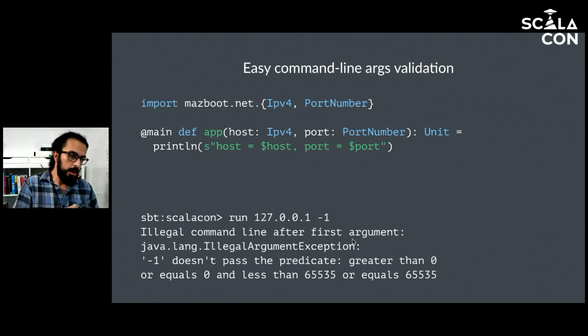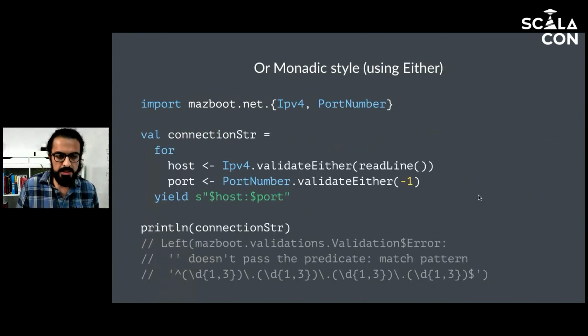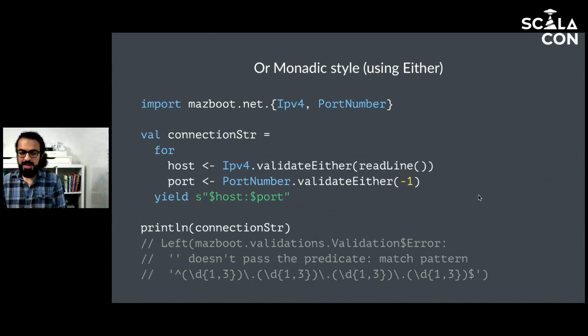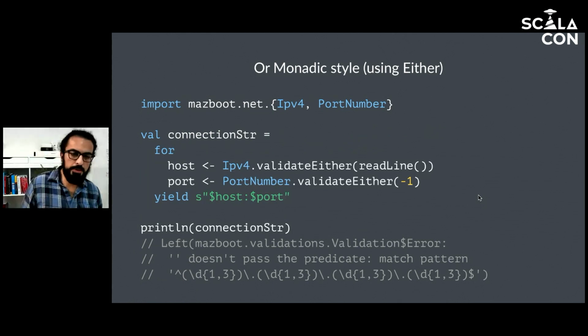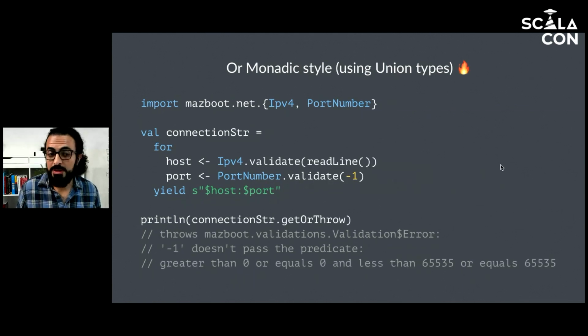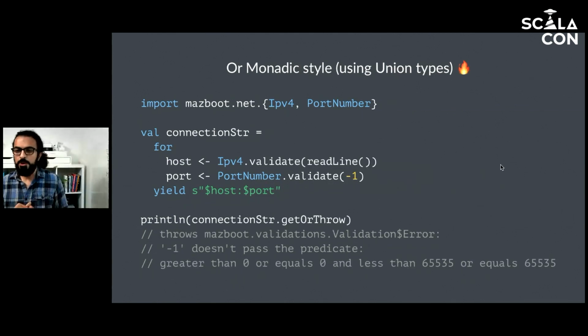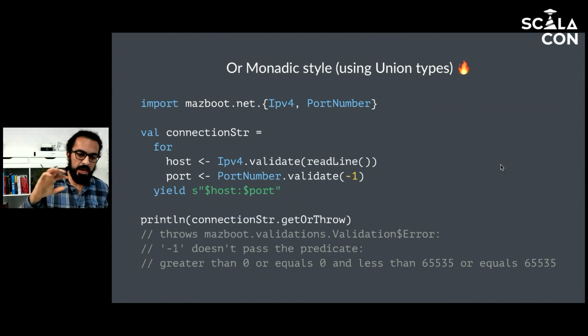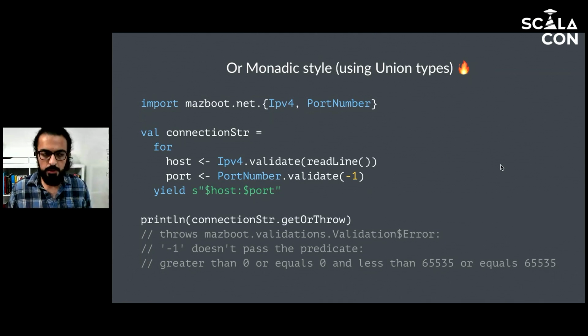That's nice. Main functions are not the only way you can use this library. You can validate using a plethora of ways: the good old for comprehension, using Either as your monad if you like Eithers, or, if you are brave enough, you can also use union types. I have a couple of slides specifically about union types and how you can use them as if they are monads, because they usually don't have a flatMap implementation, but I will show how I made this possible.